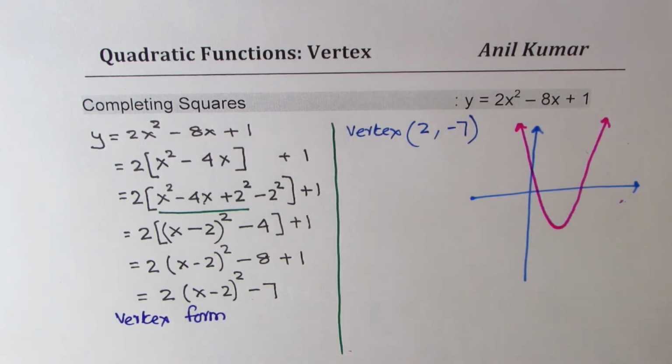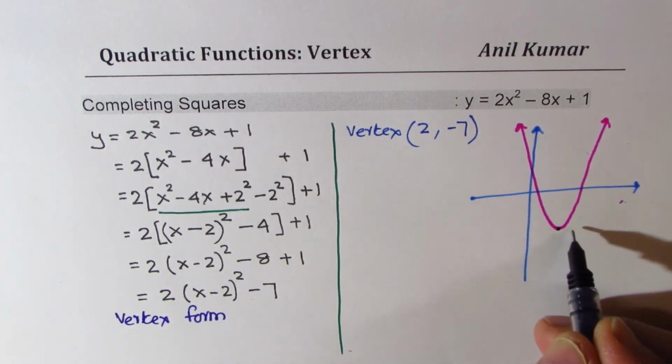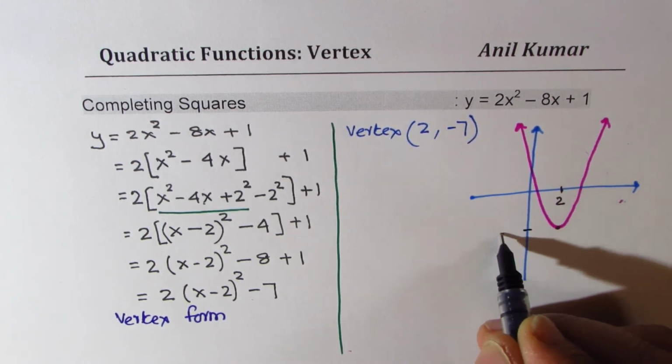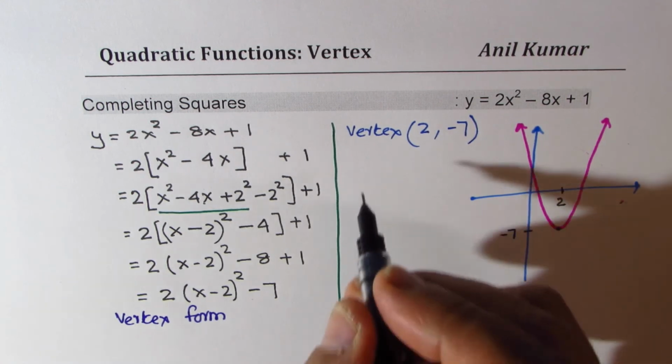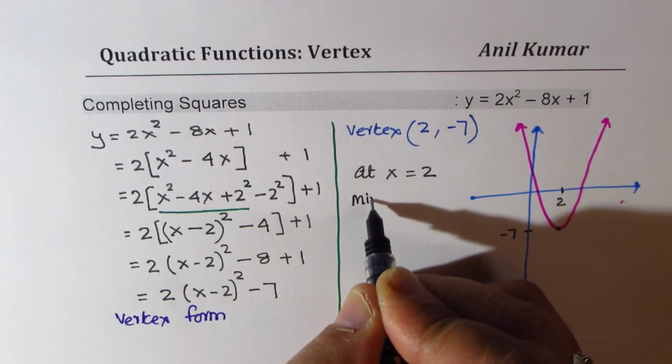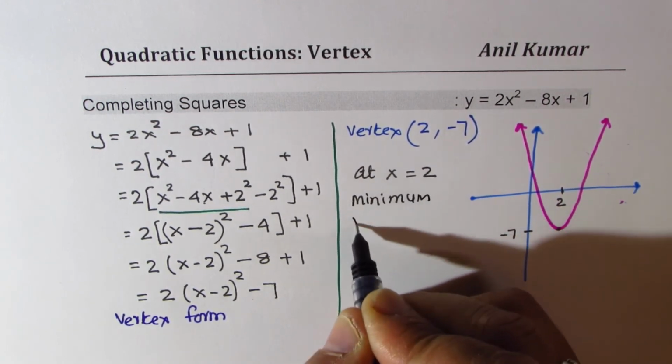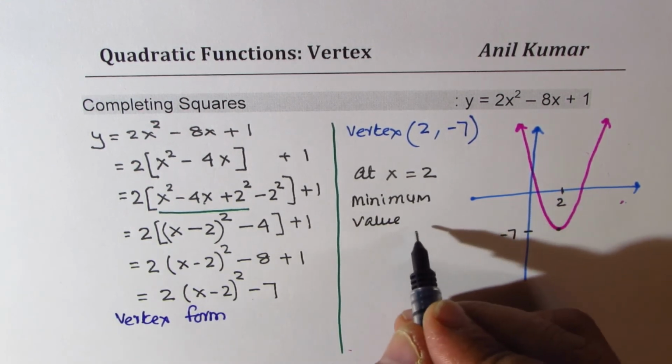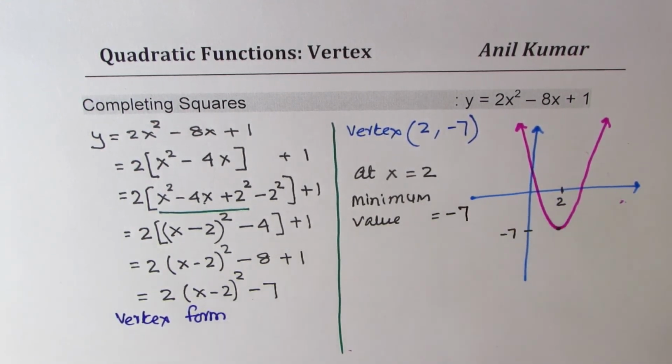So the idea here is to work for the accurate value of the vertex. So this value here is at 2 and the y value is minus 7. Perfect. So at x equals 2, we have a minimum value of minus 7. So that is how we use the completing the square method to find the vertex. This is the most versatile and most effective way of finding the vertex for any quadratic equation.